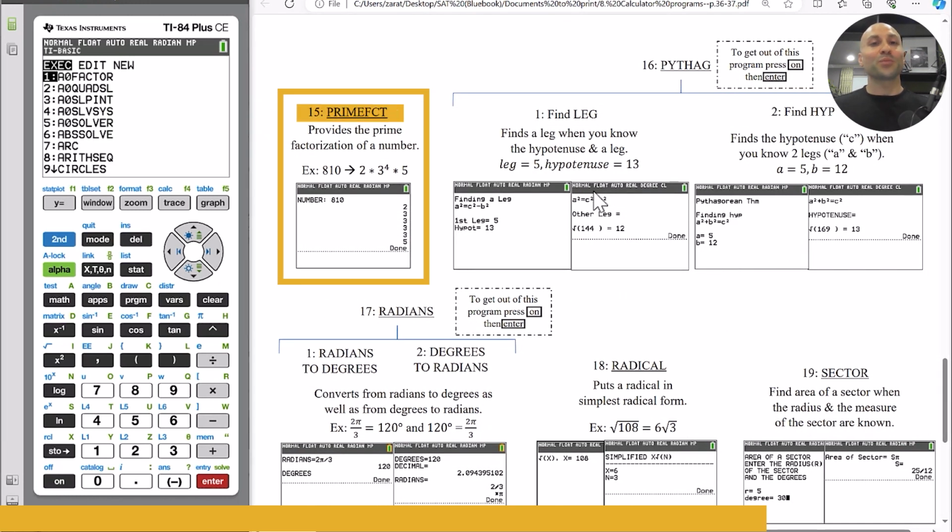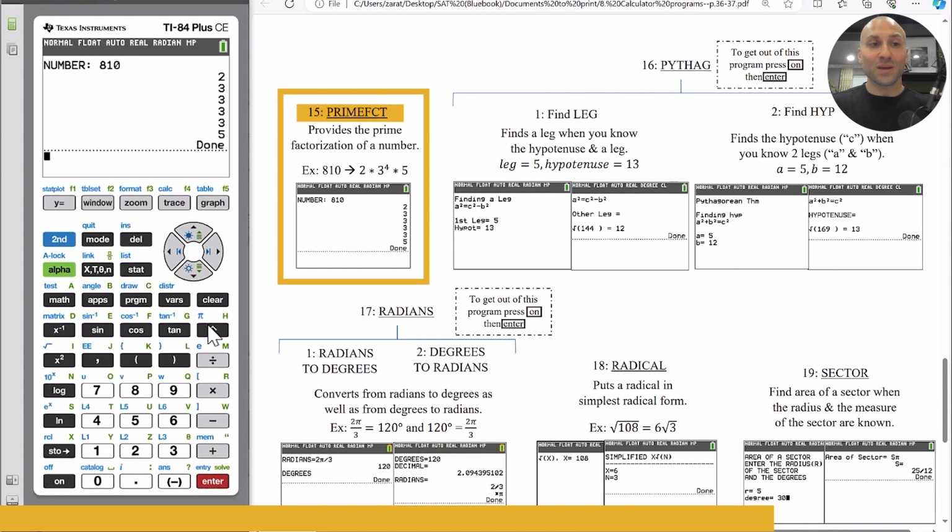So this program is called prime factorization. So we can get to the p's by pressing alpha and 8, and then we'll press enter. And then what this program does is finds the prime factorization of a number. So I'm going to type in 810, and it's going to determine that all the prime factors that it's composed of are 2, and then 4 3s, in other words, 3 to the 4th, and 5. So prime factors are numbers whose only factors are 1 and itself. The smallest prime number and the only even one is 2, and then we have 3, 5, 7, 11, etc. So this gave us the prime factorization, and if you were to multiply all these, you would get 810.